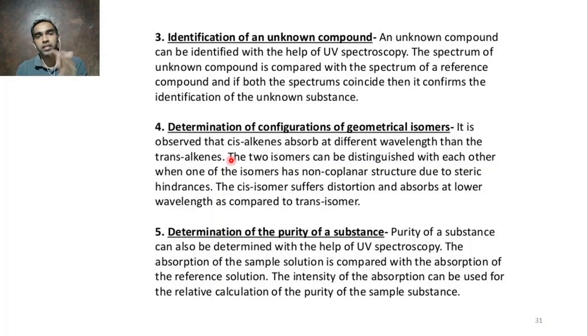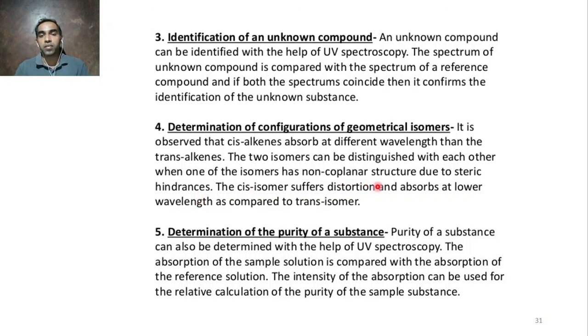Cis and trans absorb at different wavelengths because of the conjugation, whatever that double bond is; their movement matters. That's why they absorb at different wavelengths when one of the isomers has a non-coplanar structure due to steric hindrance. Usually cis will have steric hindrance, so because of steric hindrance they go out of plane. That's why the double bond electron is unable to move, because they lose planarity.